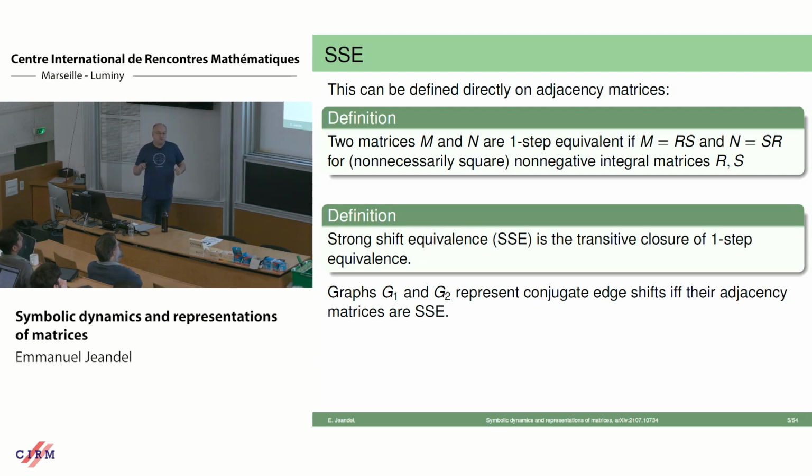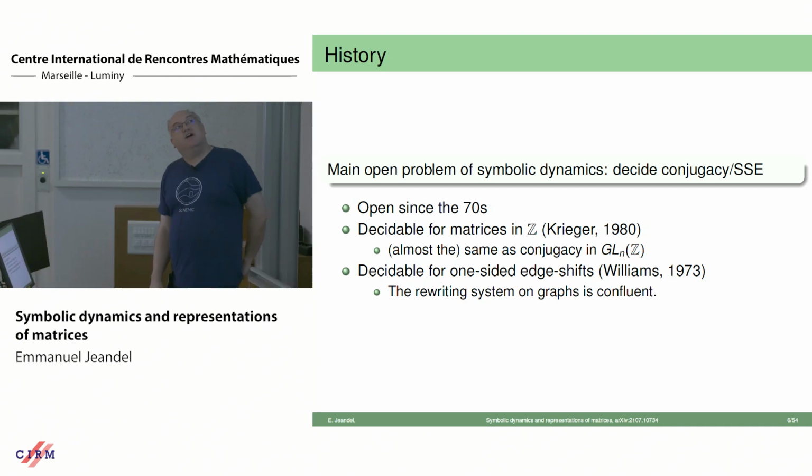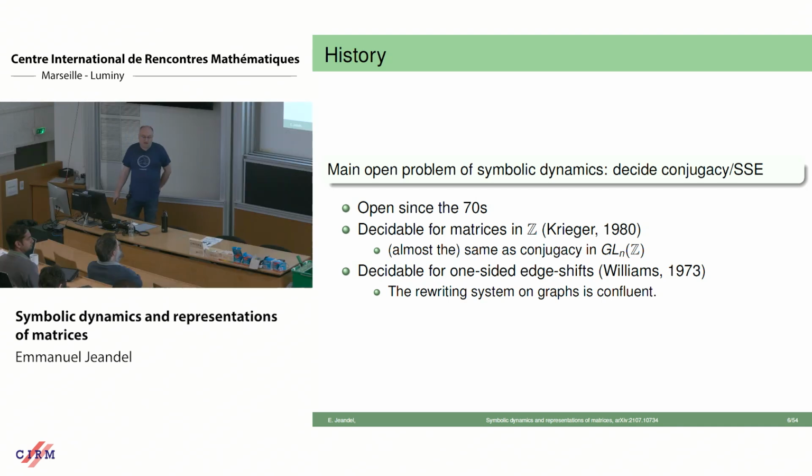So you have this operation on matrices, where you say that RS is equivalent to SR. And you can do this many steps, and you want to understand what you obtain. What is this object? What is this equivalence on matrices? For me, I consider it to be the main open problem in symbolic dynamics to decide conjugacy of shifts of finite type, or SSE of matrices, which is the same problem differently. So this has been open since the 70s.